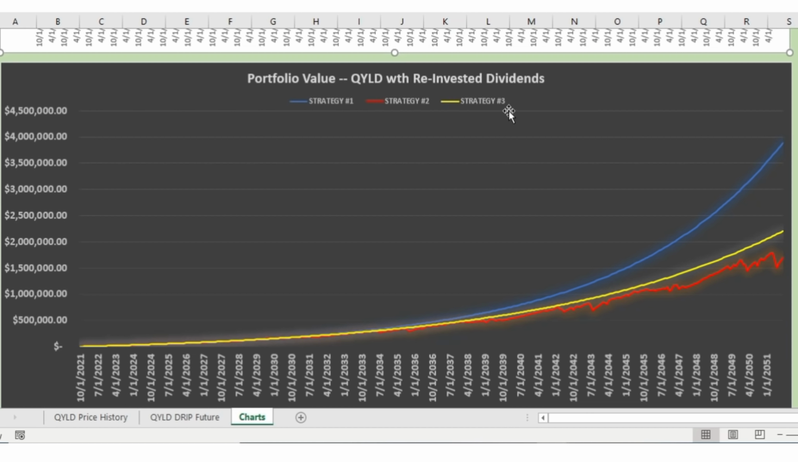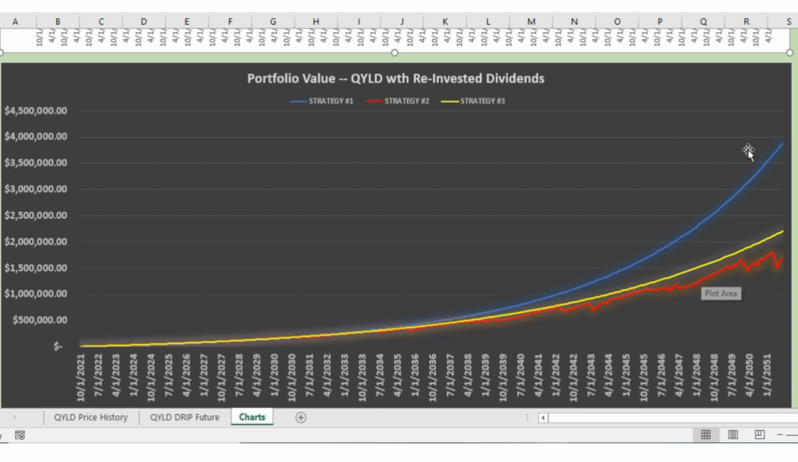And then strategy number 3 right here, again, is the one where we are just making sure that the dividend yield stays at 11% annually no matter what the price, and assuming that same price trajectory downward, 1.12% annually down. We can see that we've got 2 much more conservative strategies here, right?